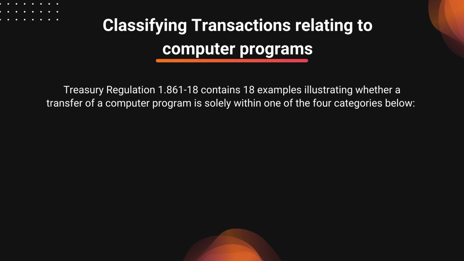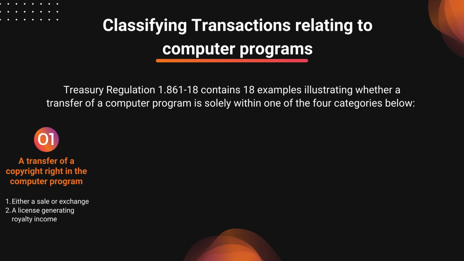So within these four categories that the IRS has provided, you could be engaged in a computer program where the transfer of that program is considered a copyright right in the computer program. And so in that case, you could have a transfer of the copyright, and that could also be broken down into two pieces, right? That transfer can either be a sale or exchange, or it could be a licensing agreement that is generating royalty income.